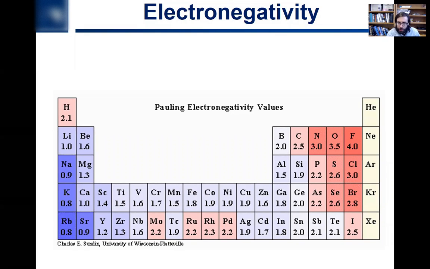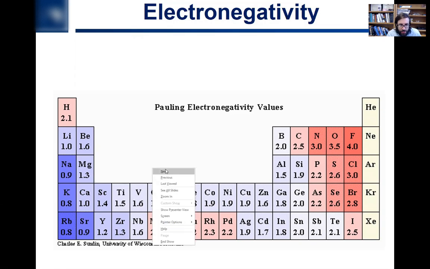All this is based on electronegativity and the differences in electronegativity between two atoms that are being bonded. And so that's the starting point.